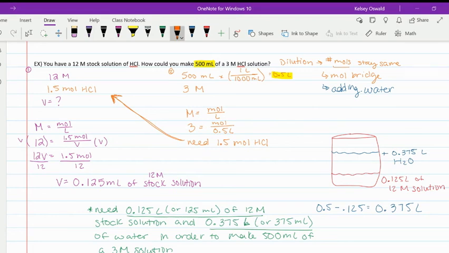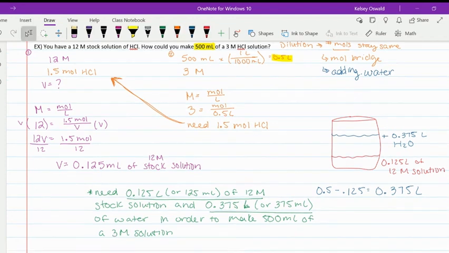When we added that to our beaker, it was still 12 molar and it wasn't our desired volume, because we only had 125 milliliters when we wanted 500. So we needed to make up that difference by adding water. That water did two things. Not only did it help us get to our desired volume, but it also diluted that 12 molar stock solution. It gave more room for those particles to move around in, and made it less concentrated. So to make this solution, we would need 125 milliliters of a 12 molar stock solution and 375 milliliters of water to dilute it.